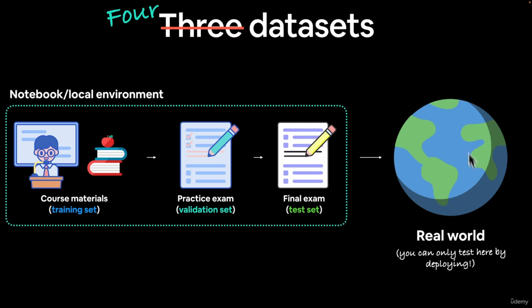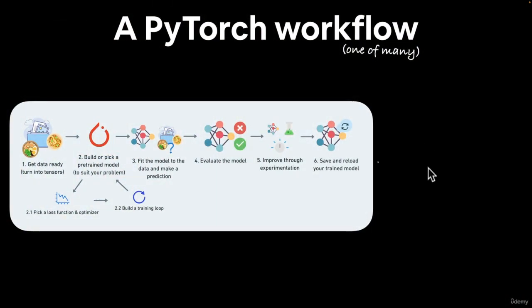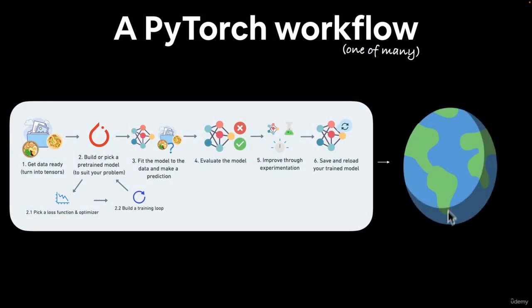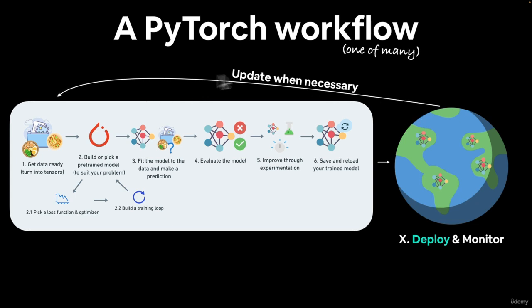And plus, if you deploy your model to the real world, then you can start to find errors that you didn't necessarily find on the training, validation, or test set. Then we looked at our PyTorch workflow and added another step, which was to deploy and monitor. We see our model just replicating all over the world there. Deploy and monitor, and then if we find something wrong, we can update it when necessary.